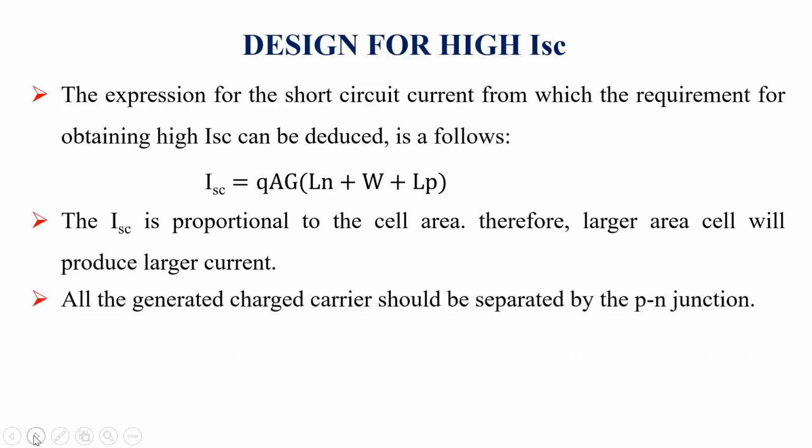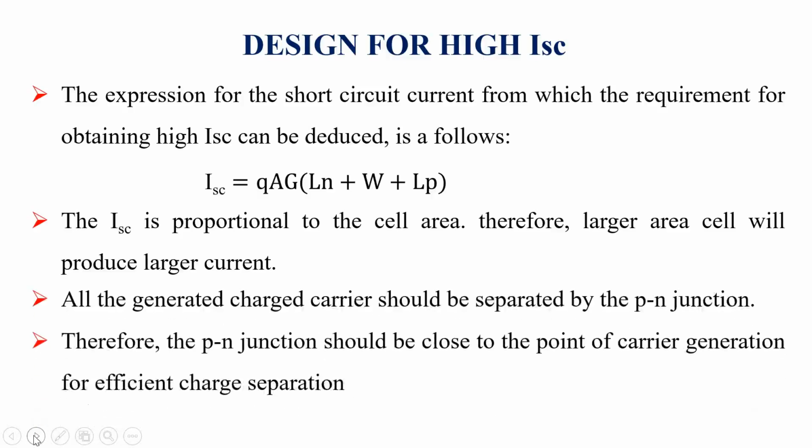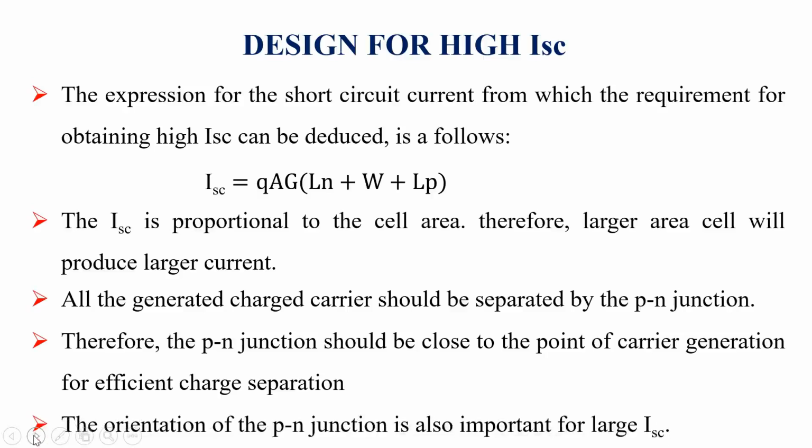All generated charge carriers should be separated by the p-n junction. Therefore, the p-n junction should be close to the point of carrier generation for efficient charge separation. The orientation of the p-n junction is also important for large ISC. Now the design for high ISC is over.